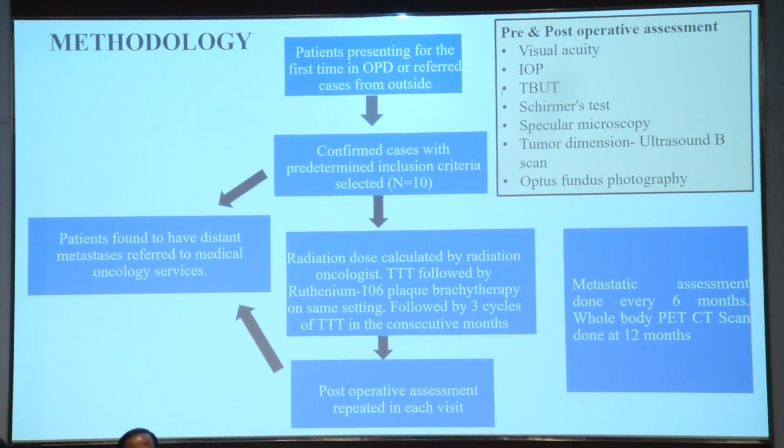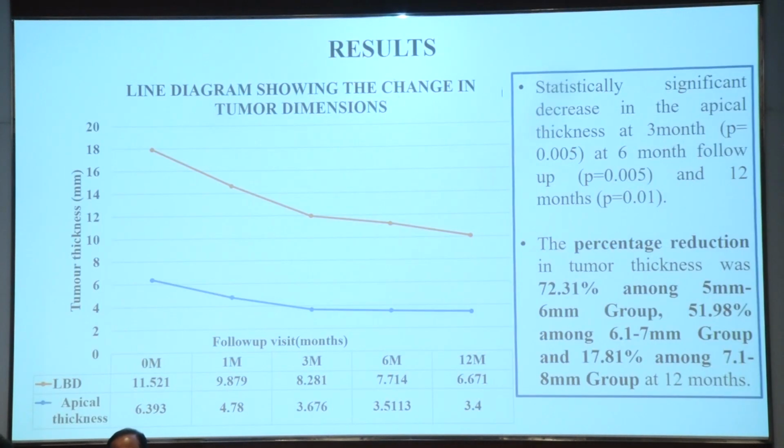Initial pre- and post-operative assessments were done. The patients were confirmed with ultrasound assessment of the tumor and clinical examination. After getting proper consent, the radiation dose was calculated by the radiation oncologist. TTT followed by plaque brachytherapy was given in the same sitting. After removal of the plaque, 3 cycles of TTT were given in consecutive months. At every 6 months and 12 months, metastatic assessment was done.